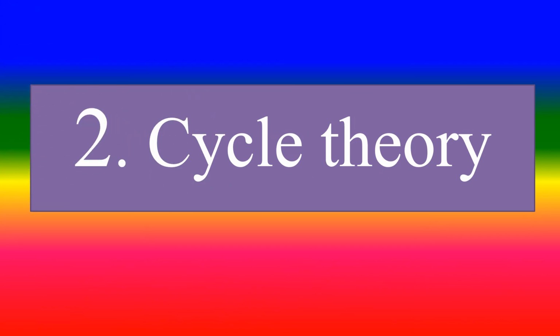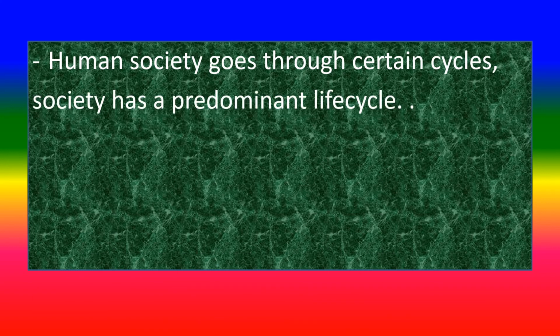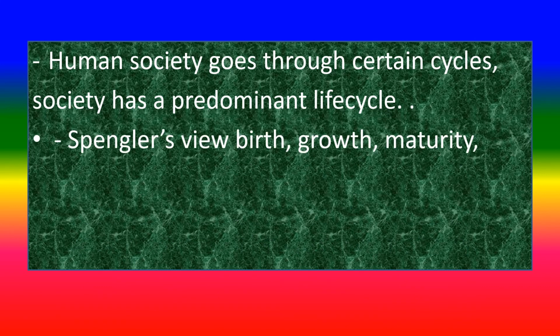Second, cyclical theory. Human society goes through certain cycles. Society has a predominant life cycle. Spengler's view: birth, growth, maturity, decline, death.